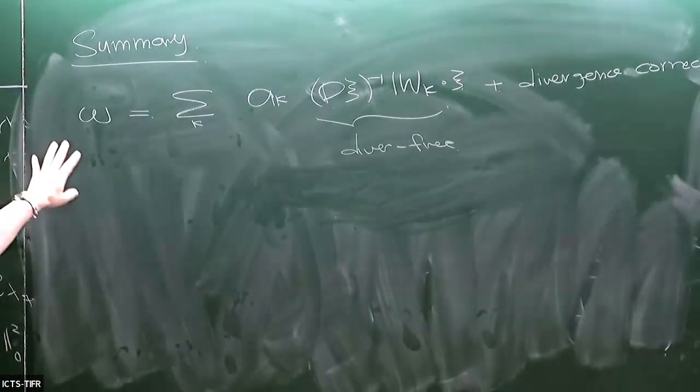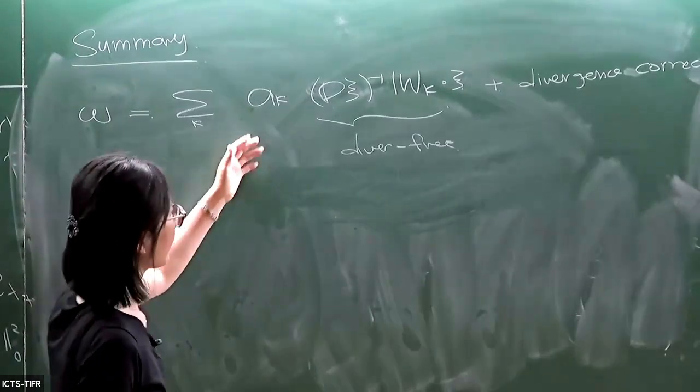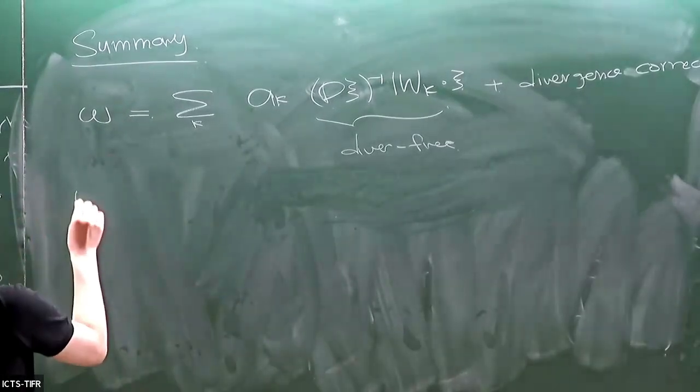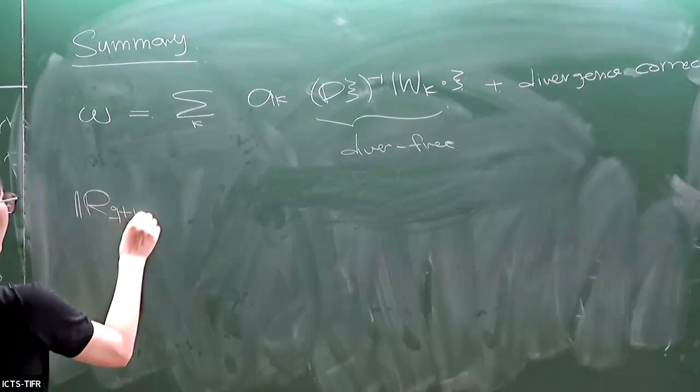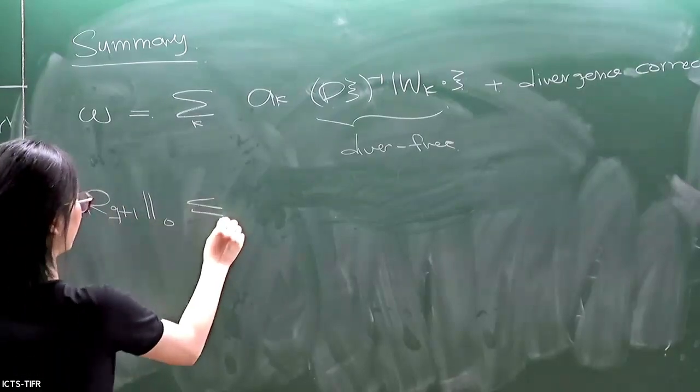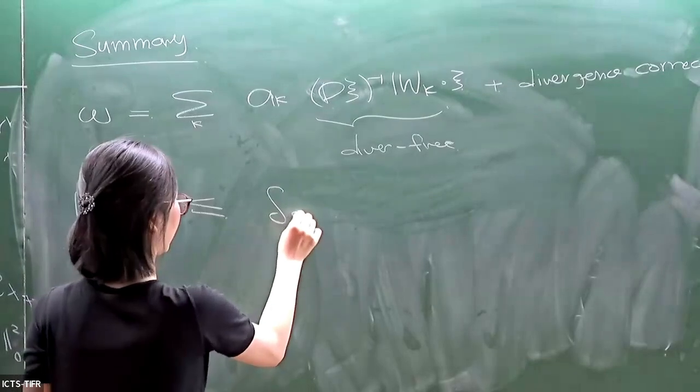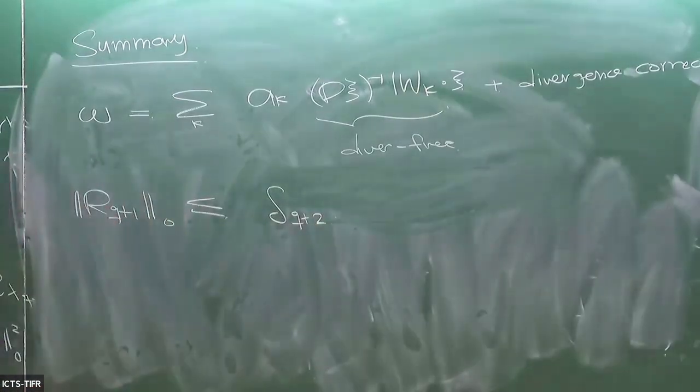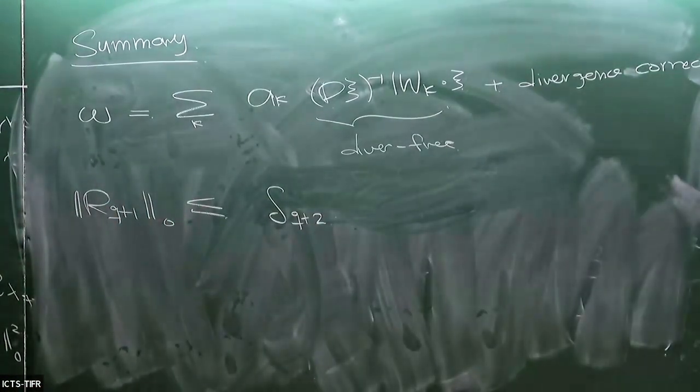So essentially, the correction looks like this. And with this form, you can achieve that the C0 norm is bounded by delta_{q+2} as you want. Questions?